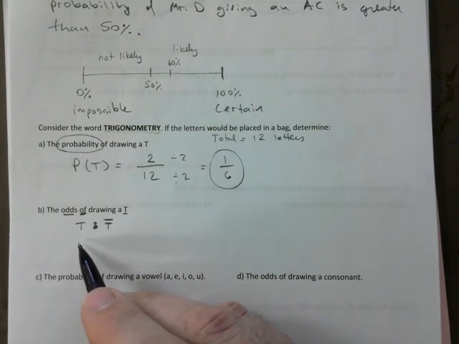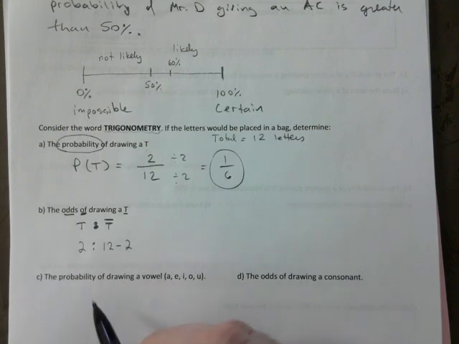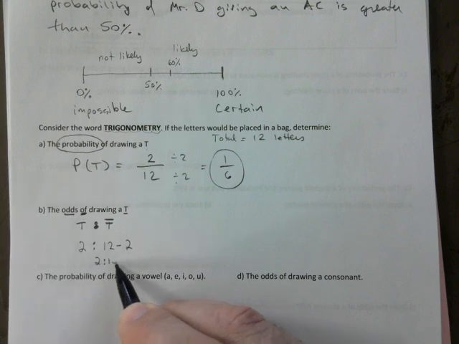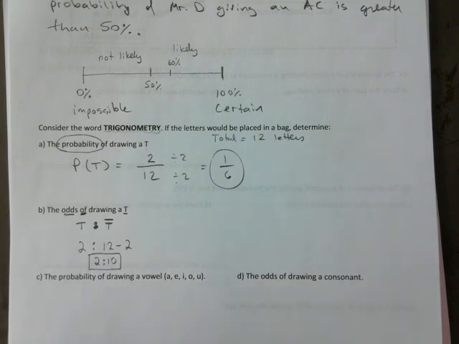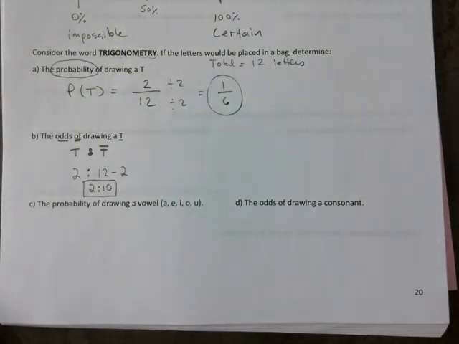The odds of drawing a T, so that means T compared to not T. Okay, so how many T's? We know that there's 2, therefore not grabbing a T is 12 minus 2, so that's 2 to 10. 2 to 10. Remember, there should be no 12 when it comes to odds, right?